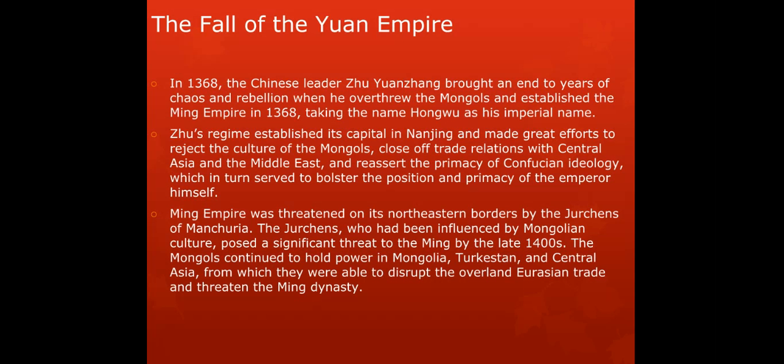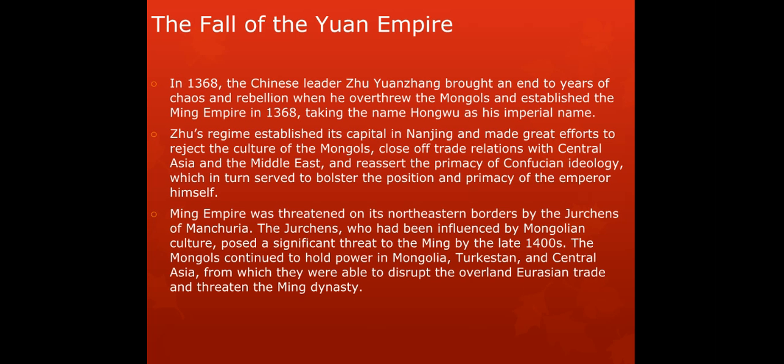Look at their dynasty. The fall of the Yuan, this is our last slide for today. In 1368, the Chinese leader Zhu Yuanzhang brought an end to years of chaos and rebellion. He overthrows the Mongols and establishes the Ming Empire. And he takes the name Hongwu as his imperial name. His regime established his capital at Nanjing and made great efforts to reject the culture of the Mongols. They're closing off trade relations with Central Asia and the Middle East. They're bringing back Confucian ideology, which will actually bolster the position of the emperor.